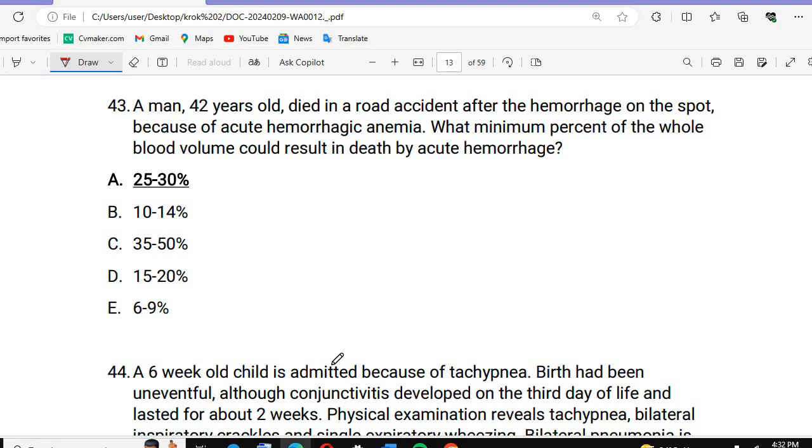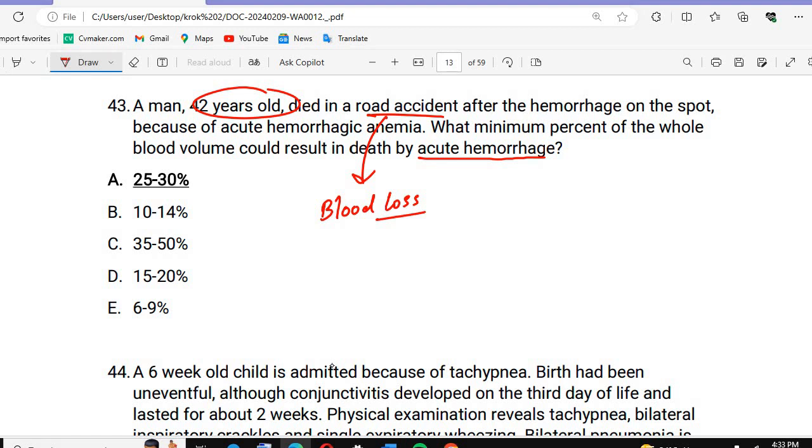Then question number 43. In question number 43, a 42-year-old man, in a road accident, after hemorrhage on the spot because of acute hemorrhagic anemia. What minimum percentage of whole blood volume could result in death by acute hemorrhage? Whenever you see this type of question, always remember, the question gives a 42-year-old man who died in a road accident. In any road accident, of course there will be blood loss.